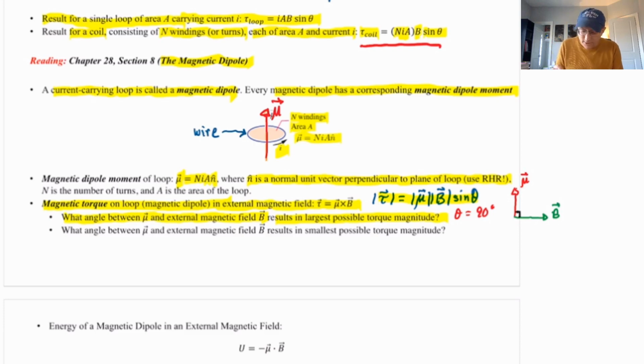Here's another practice question. What angle between mu arrow and the external magnetic field, B arrow, results in the smallest possible torque magnitude? So get an answer.